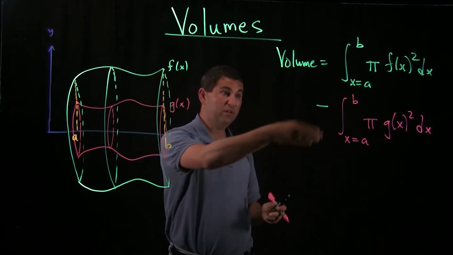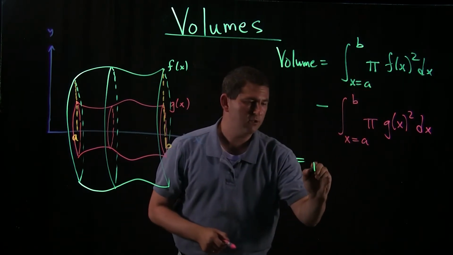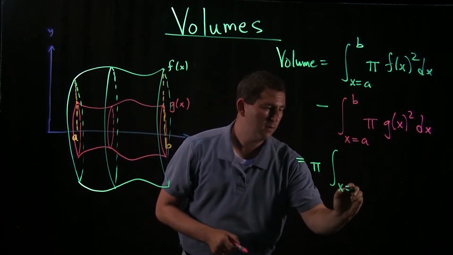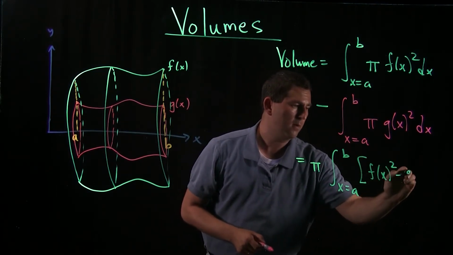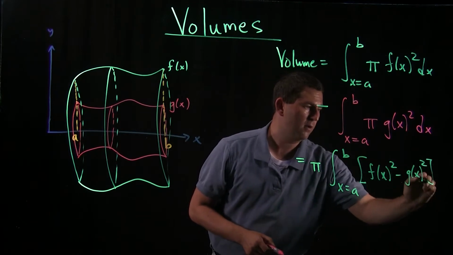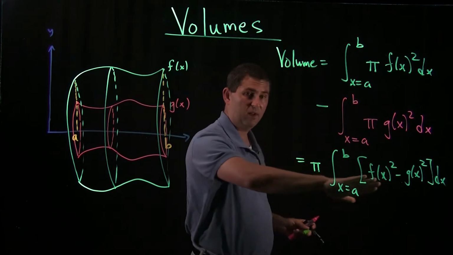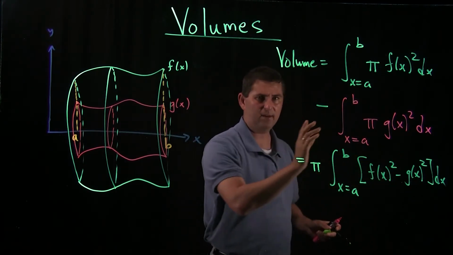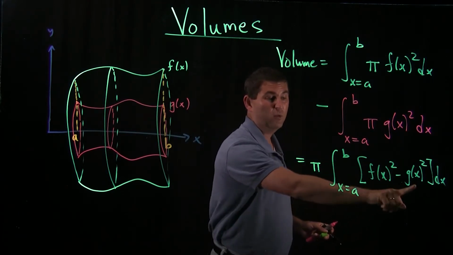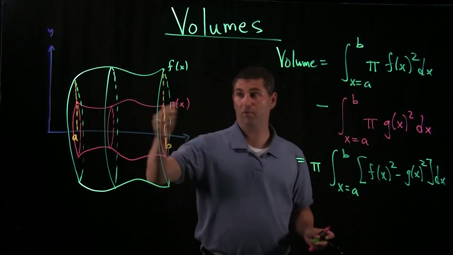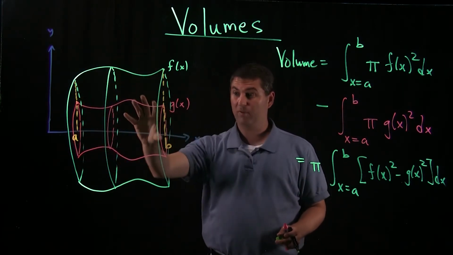And of course, we can put this together into one integral, and we often will. So of course, I have a pi in each. I can pull that out. Integrate from a to b, and now I have f of x squared minus g of x squared dx. So it's important to be able to set this up already with the f of x minus g of x. This should remind you of the area between curves video though, right? Which one of these comes first matters. And of course, we want the one which is giving you the bigger solid first, because we're subtracting out the smaller solid.